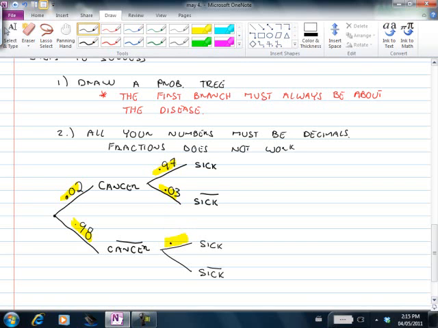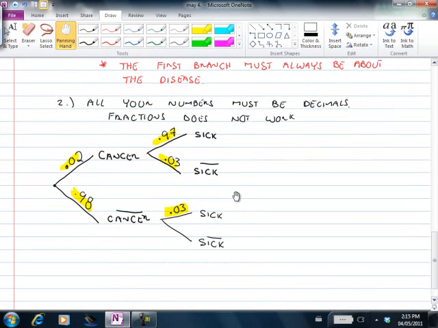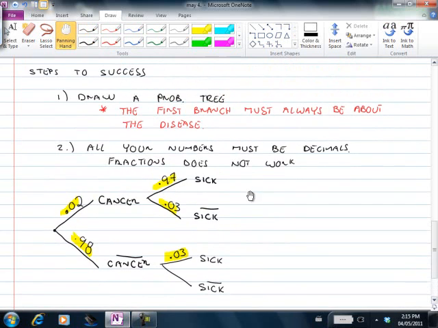Okay, this is where it gets tricky. Because if you use positive and negative, students get mixed up, saying, what the heck is positive, not cancer? Okay? Sorry, what? 98? Because 2% have cancer, 98% don't have cancer. What is the 0.03 at the bottom line?